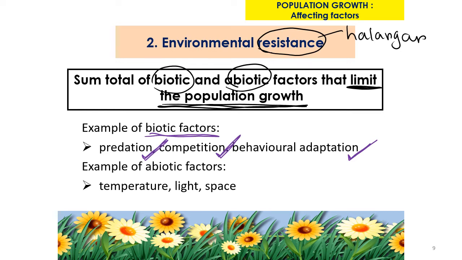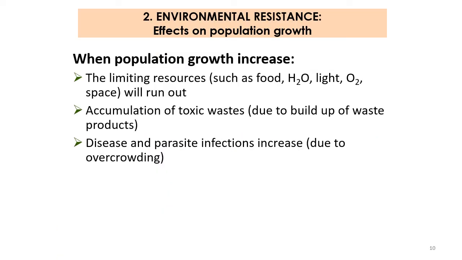And then the abiotic factors could be about temperature, whether the temperature is too hot or too cold for the organism, whether the light is okay or not, whether the space is enough to give space for everyone. So these are examples of environmental resistance.